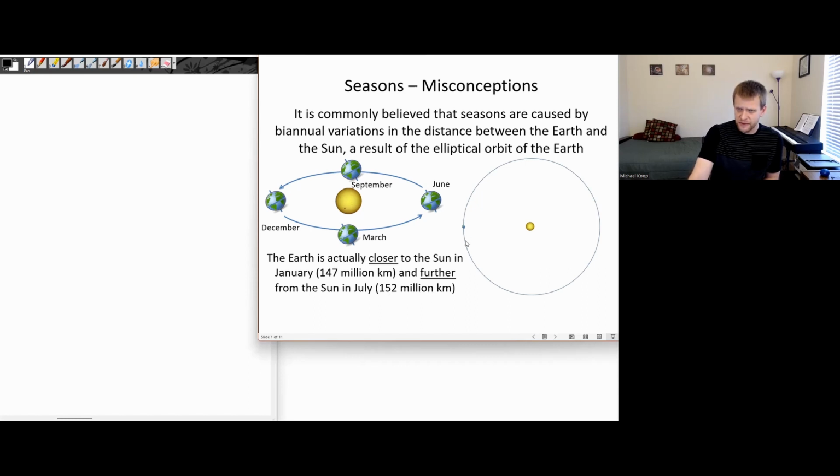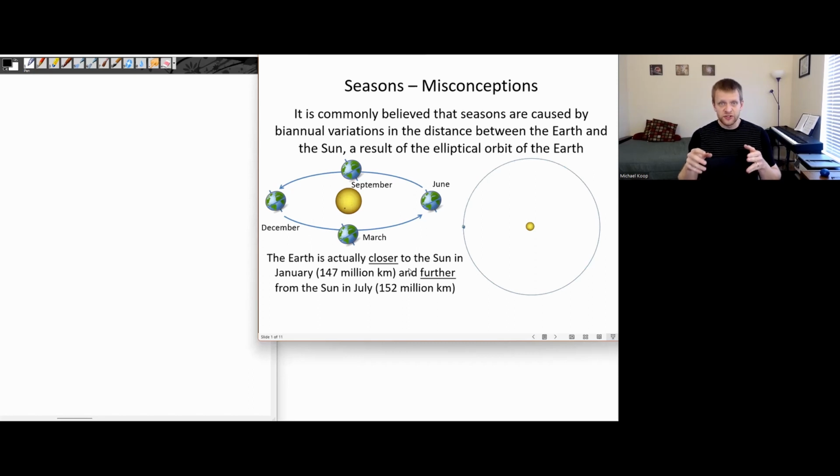I tried to make this little graphic be to scale of the size of the Sun. The Earth is a little bit larger, but the size and shape of the orbit should be reasonably accurate. And notice there's a slight variation from when it's closest to the Sun and when it's further from the Sun, but it's not very much.